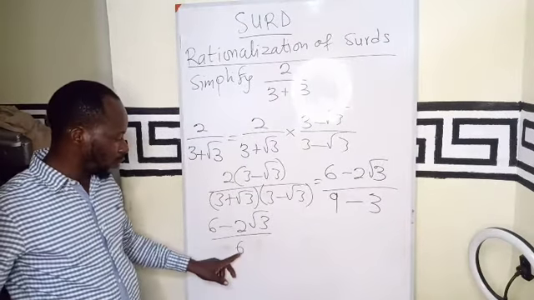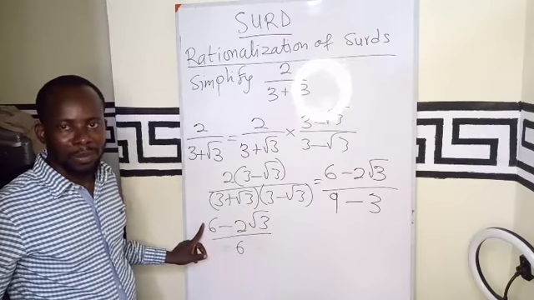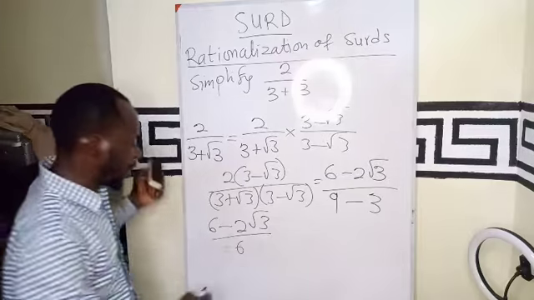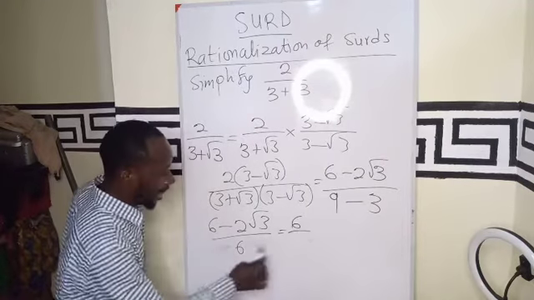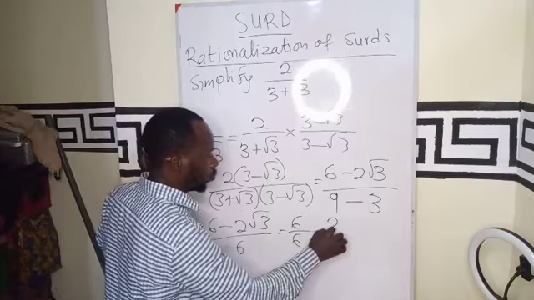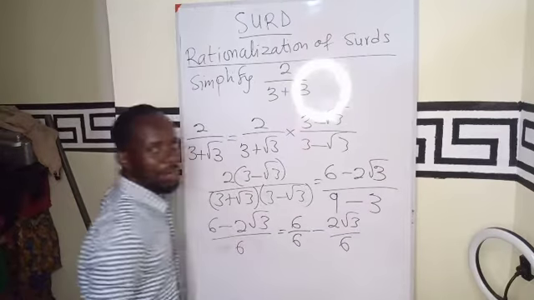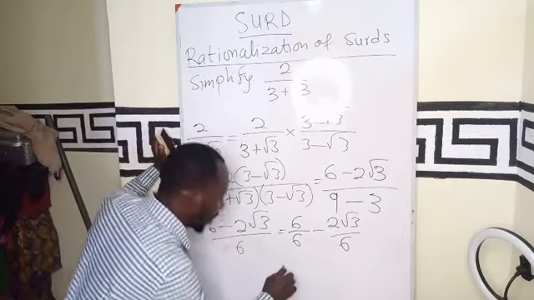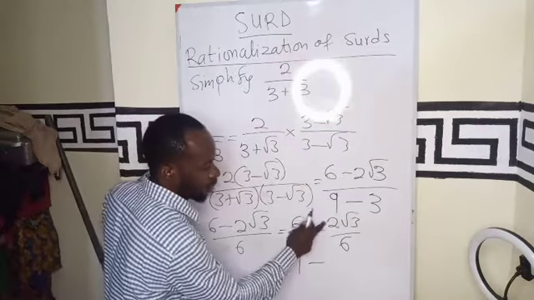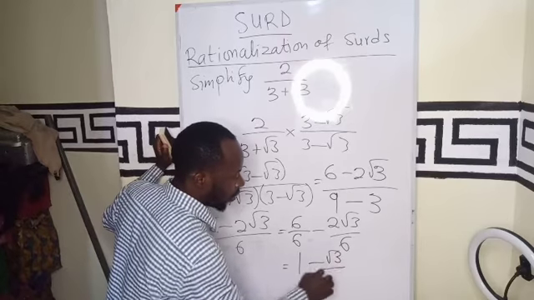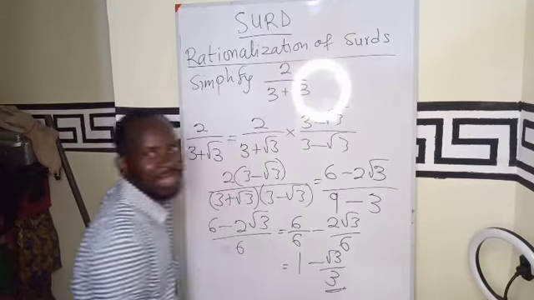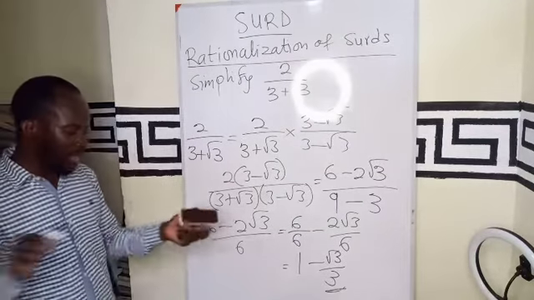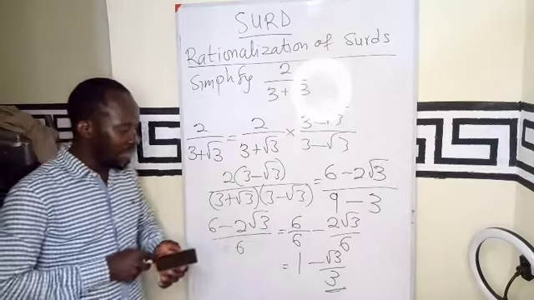We cannot use this 6 to cancel this. We cannot use these 2 to cancel this because they are 2 separate terms. But we can separate them to be 6 divided by the denominator minus 2 root 3 divided by the denominator. We can separate them, but we cannot use this 6 to cancel this, nor these 2. Then I'll be having 1 minus root 3 over 3. So I can present my answer in this form as a final answer. At this place, I can't cancel, so I leave my answer at this place.